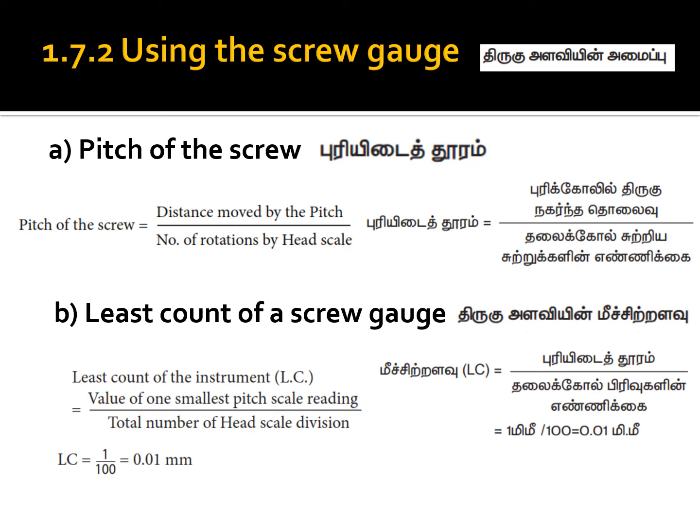Least count of screw gauge. The distance moved by the tip of the screw for a rotation of one division on the head scale is called the least count of the screw gauge. Least count of the instrument is equal to the value of one small pitch scale reading divided by the total number of head scale divisions. So here least count LC is equal to 1 by 100, which is equal to 0.01 millimeter.